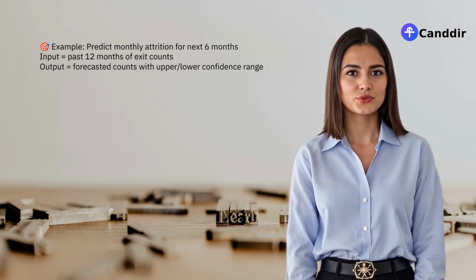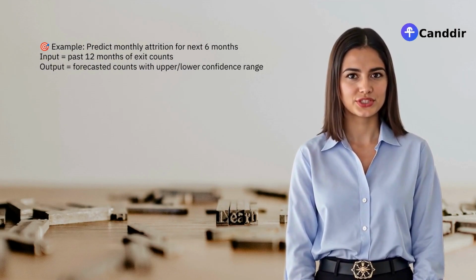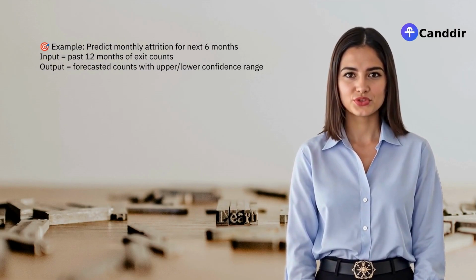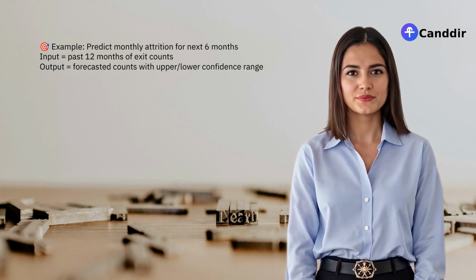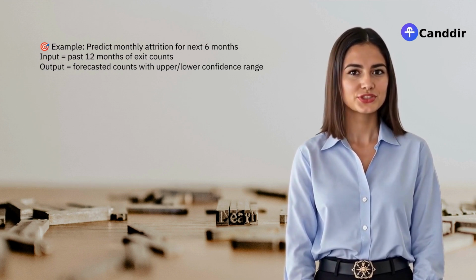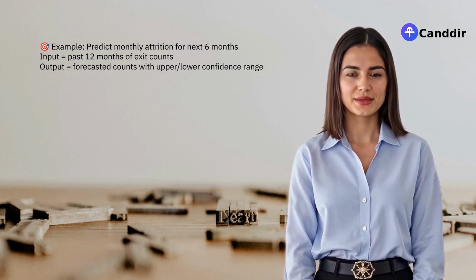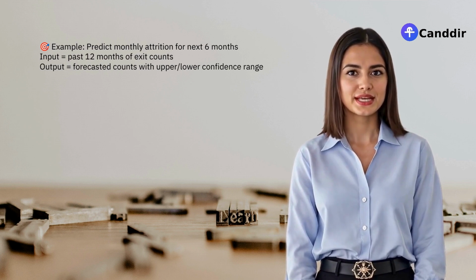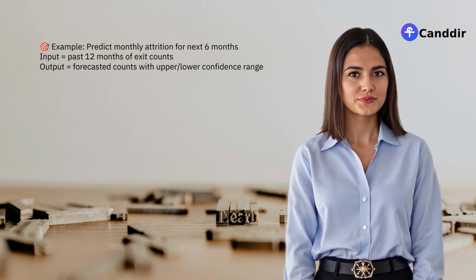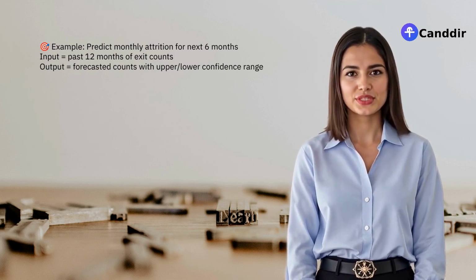Part 4. Forecasting with Excel and Google Sheets. Let's now use tools to predict future outcomes. Excel Forecast Sheet. Select your time series data, go to Data, and then Forecast Sheet. Excel will generate a chart with future predictions, confidence intervals, and a table of values. Use cases of this table are: predict hiring demand, forecast attrition, estimate future leave patterns.